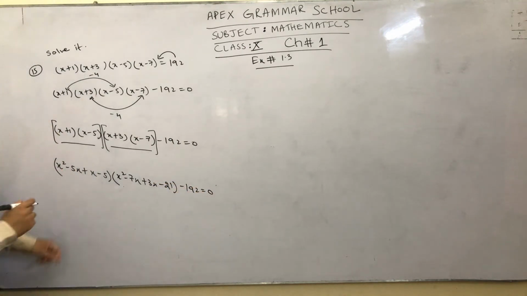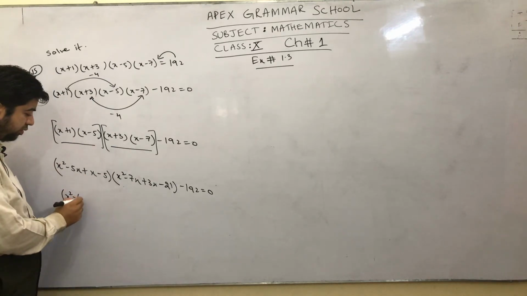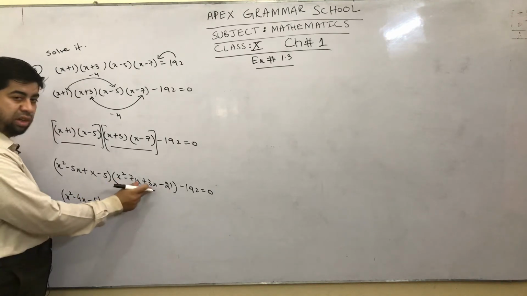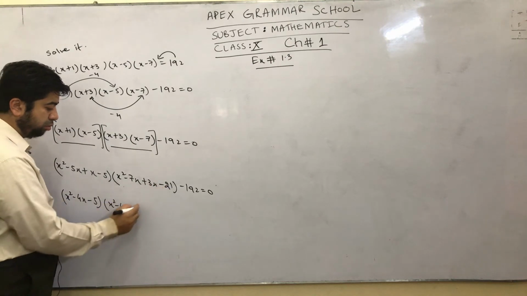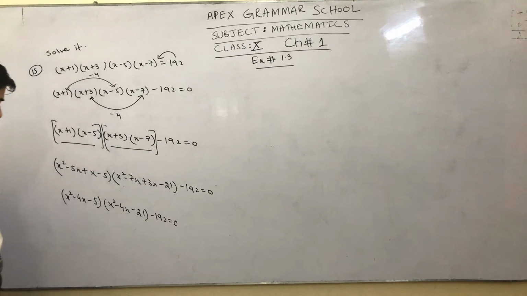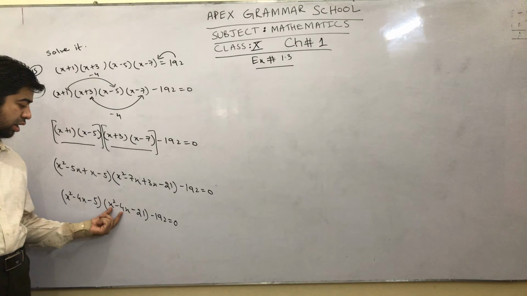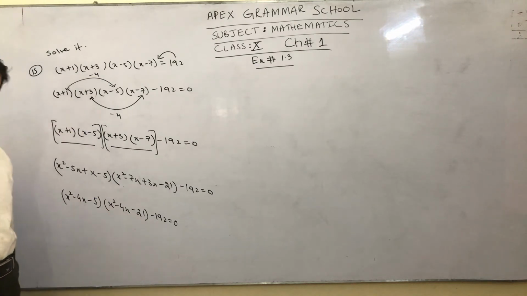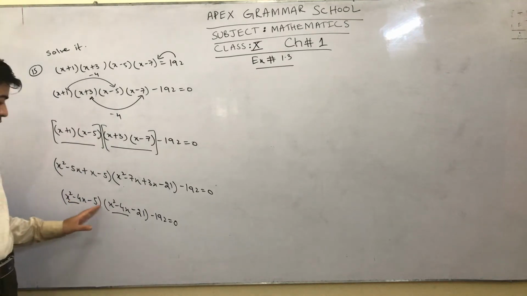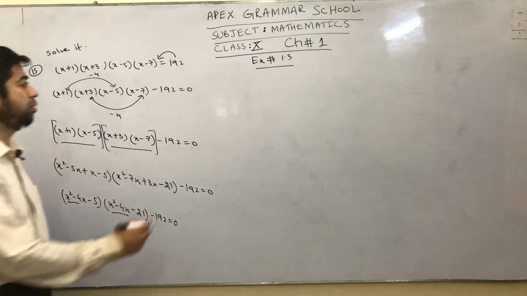Okay, x square minus 5x plus x, that is minus 4x, and then minus 5. So x square minus 7x plus 3x is minus 4x, minus 21, minus 192 is equal to 0. You can see that x square minus 4x and this x square minus 4x are similar, so we can let this x square minus 4x be one variable.